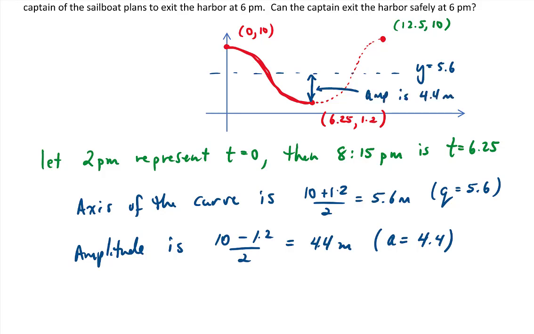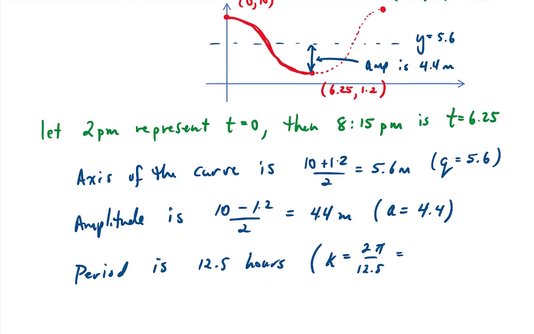Next up, determine the period. We see one complete cycle takes 12.5 hours based upon the 2 data points that we have. This helps us determine our K value. Our K value is equal to 2 pi over 12.5. If we simplify that, that would give us 0.16 pi. That's 2 divided by 12.5.